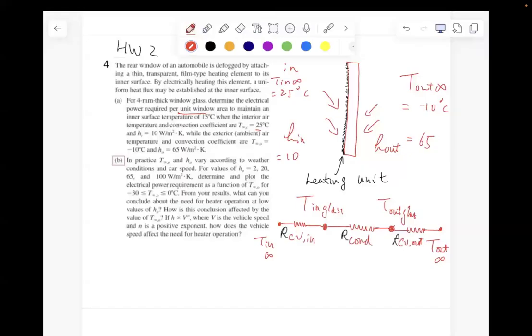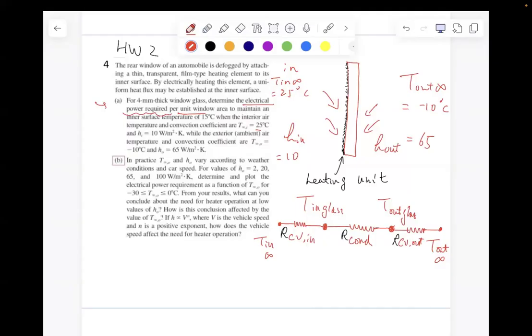And then this is the case when we don't have any heating unit, or the heat unit doesn't have any power, because the problem asks us to determine the electrical power that is needed to maintain a certain temperature of 15 C. So we have to maintain this.